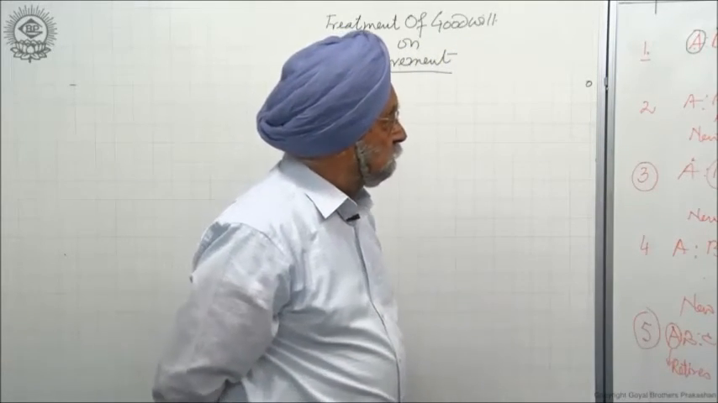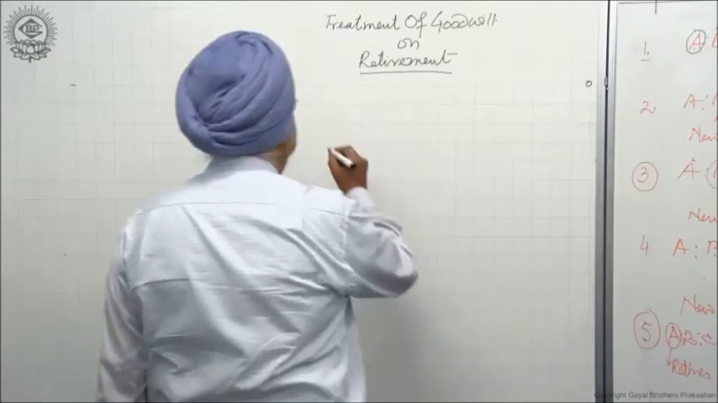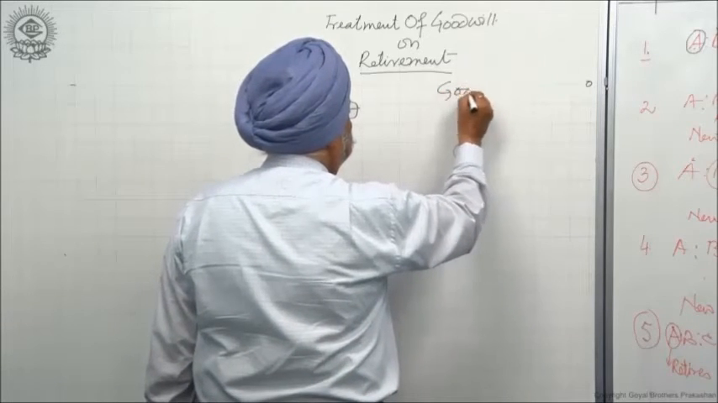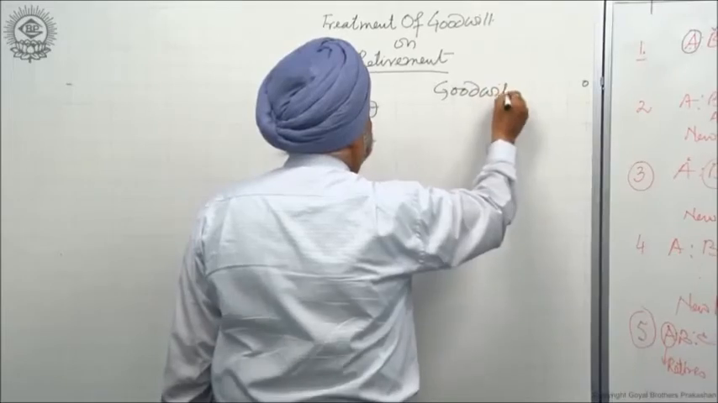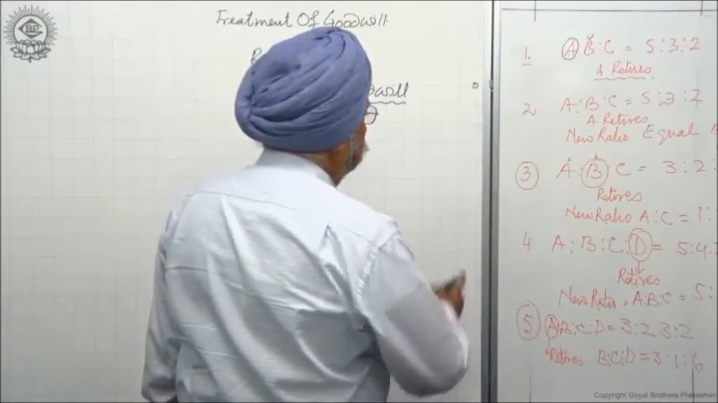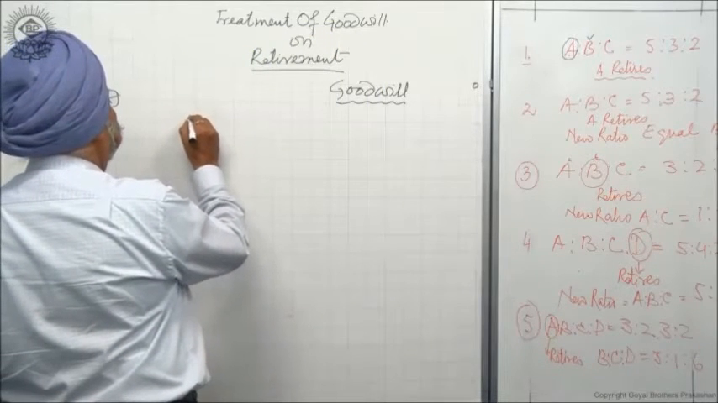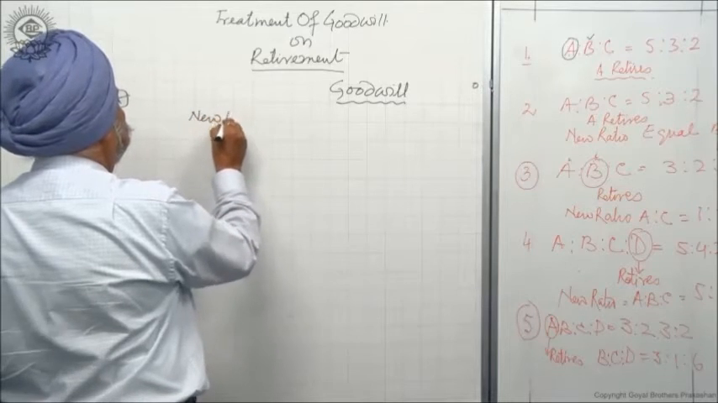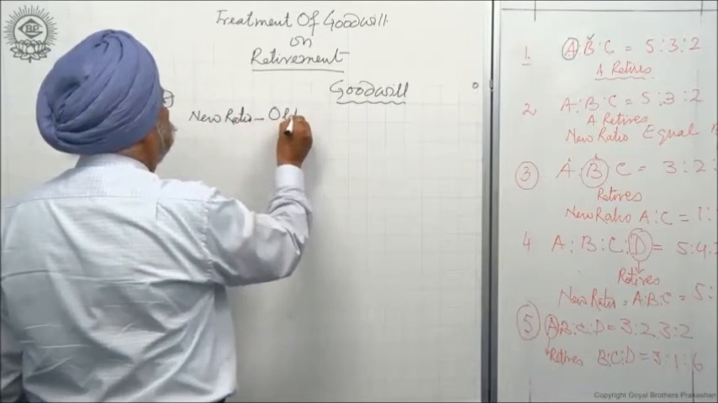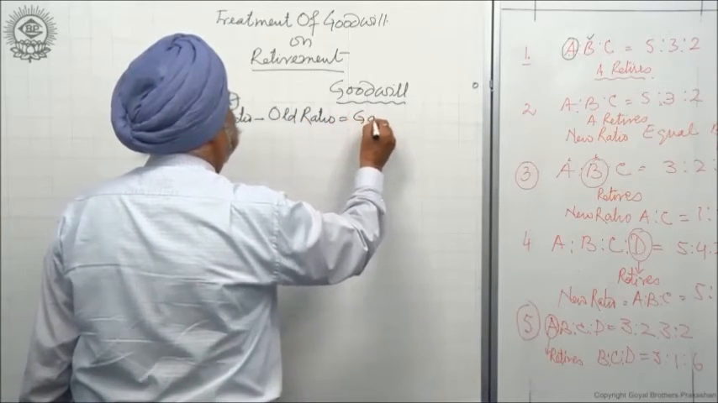Old ratio is 5:3:2 and the new ratio is equal. We have here goodwill of the firm given and we are given the new ratio also. So, new ratio minus old ratio is the gaining ratio.